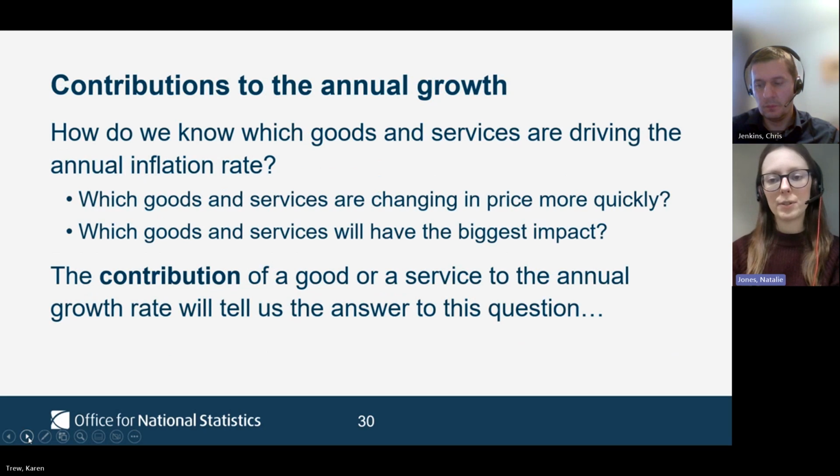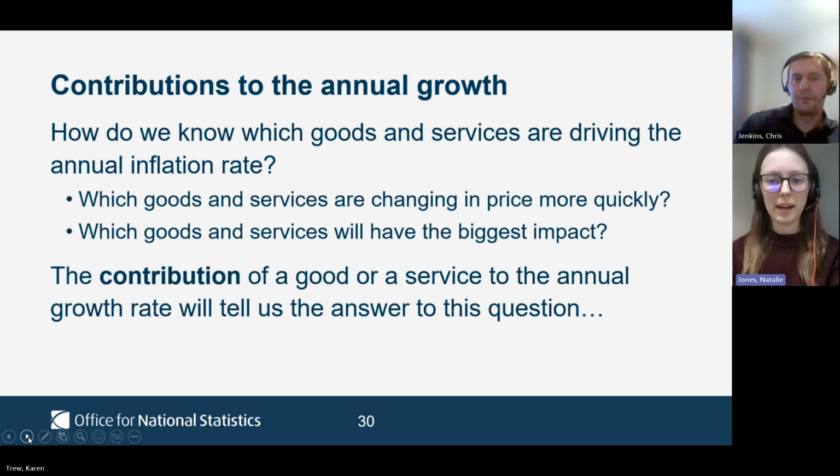Another aspect you might hear us talk about are the contributions to the annual growth. This answers the question of how we know which goods and services are driving the annual inflation rate, which ones are changing in price more quickly, and which have the biggest impact.